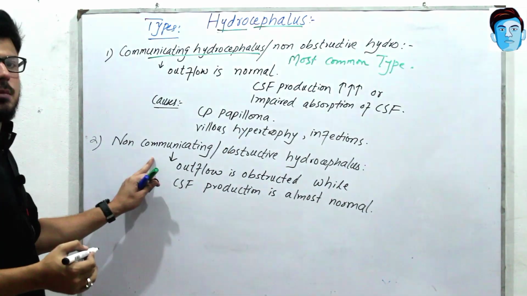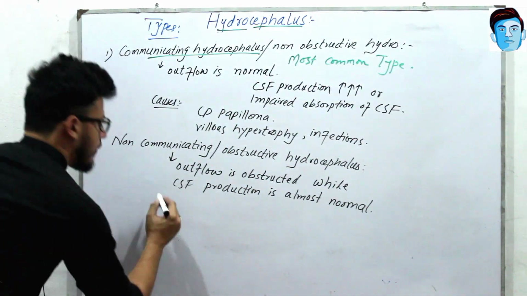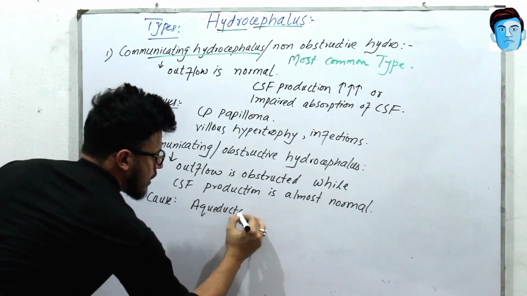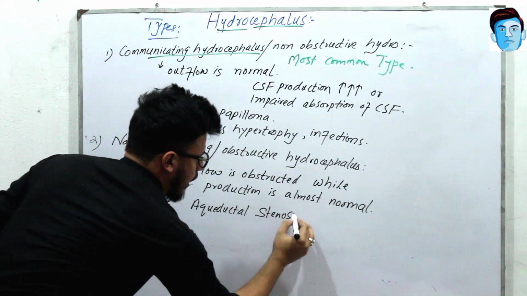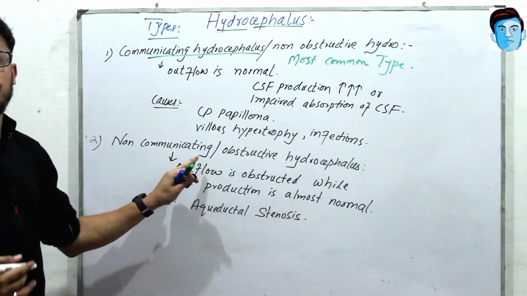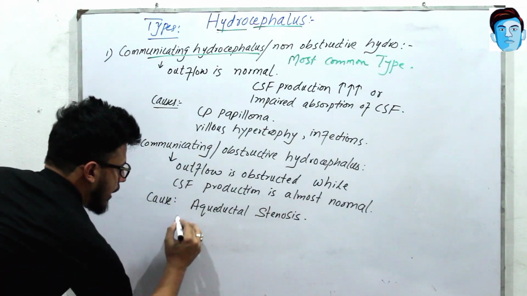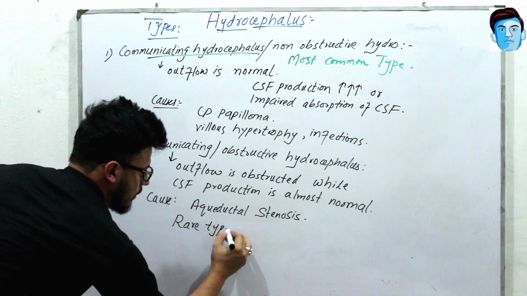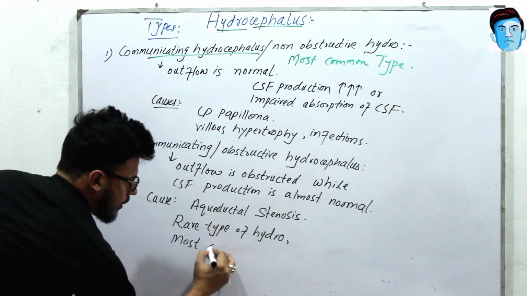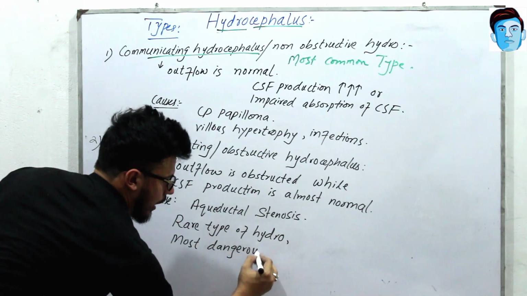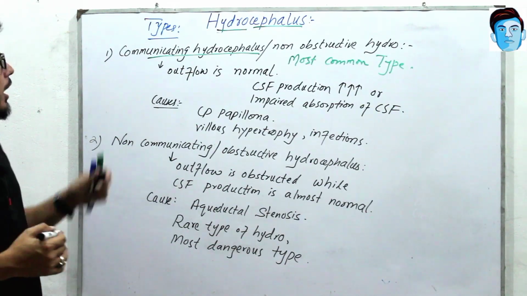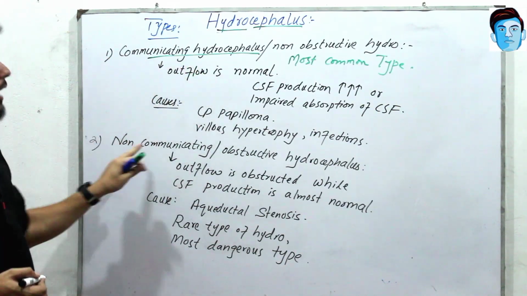And what is the most common cause of non-communicating hydrocephalus? That is aqueductal stenosis. Aqueductal stenosis is the most common cause of non-communicating hydrocephalus, and it is the rare type of hydrocephalus, but it is the most dangerous type of hydrocephalus. Till now we discussed two types of hydrocephalus, communicating and non-communicating hydrocephalus.